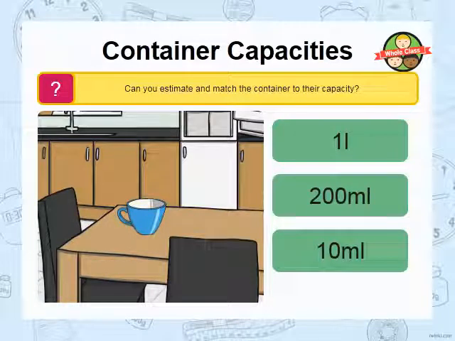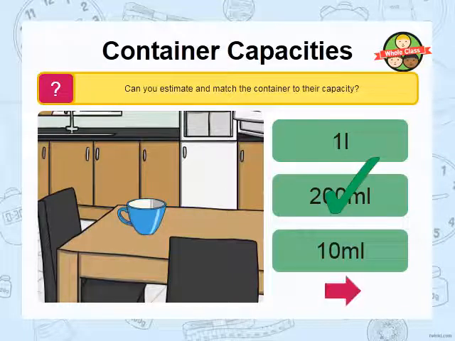Here we have a question. Can you estimate and match the container to its capacity? We have this cup. You will estimate and match the container to its capacity. Now, this cup can hold 1 liter, or 200 milliliters, or 10 milliliters. The right answer is 200 milliliters. Good.